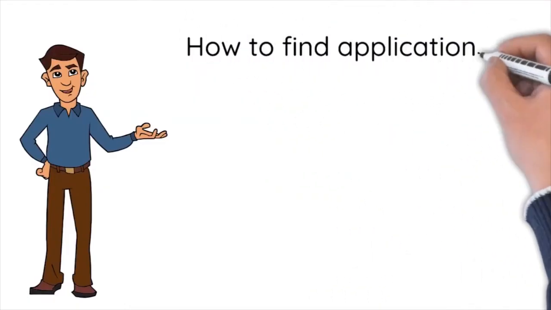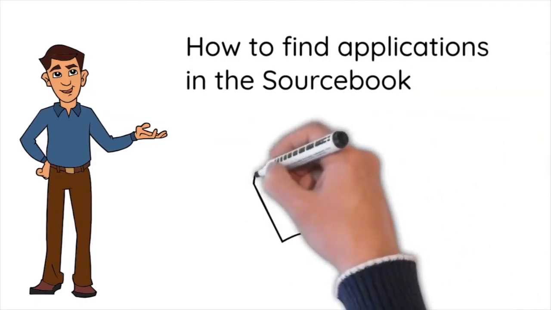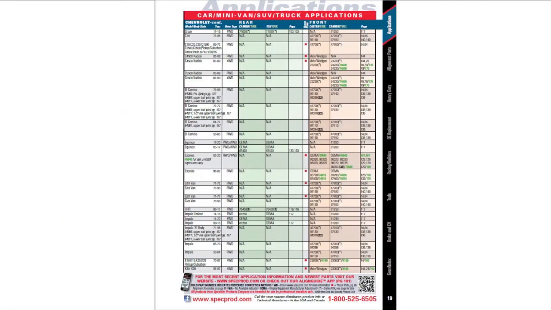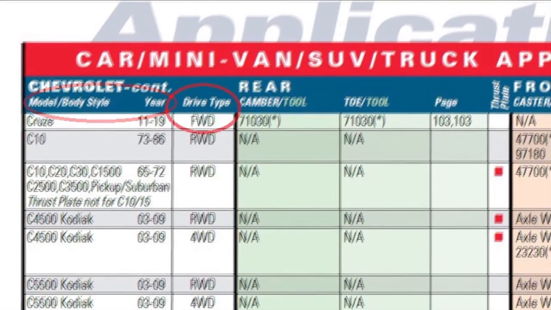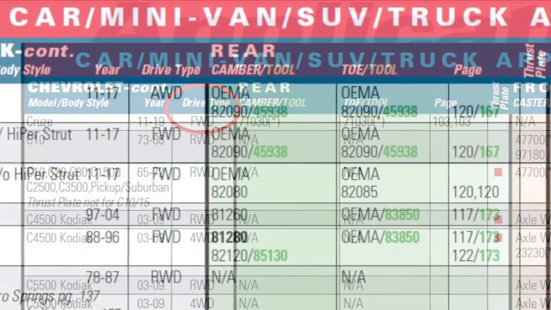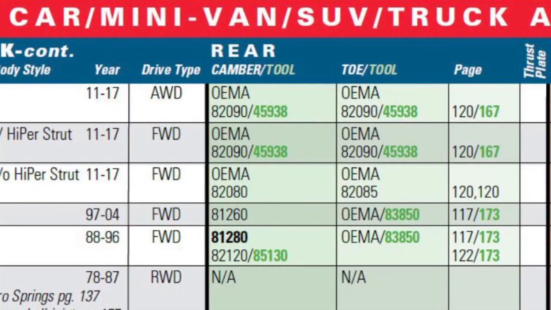How do you use the Sourcebook to look up applications? First, go to the Application section and find your vehicle make, model, and year, and then verify drive type. In the green section, applications will be listed for the rear camber and rear toe. Then the page number those parts will be located on. Associated tool part numbers will be listed in green, and the page number will be listed in green. If the part number is in bold type, that indicates the preferred solution for that fix.